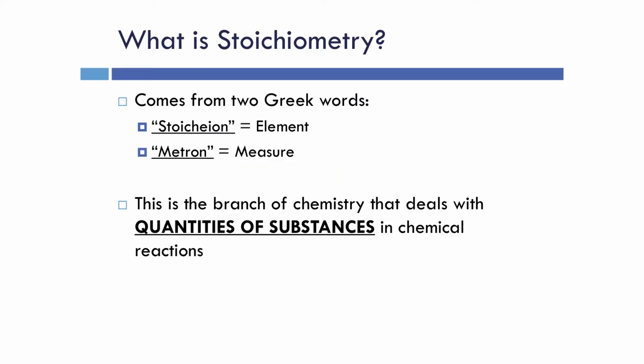In this stoichiometry unit, we're going to focus on chemical reactions and measuring how many grams of something we start with in a chemical reaction, and then how many grams we should get out of that chemical reaction of a given product. We're going to be going from start to finish and doing some measurements throughout the process.